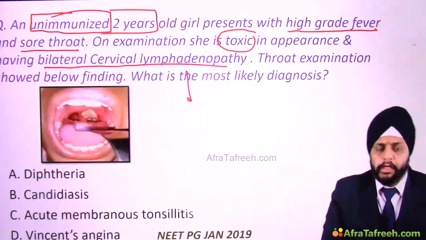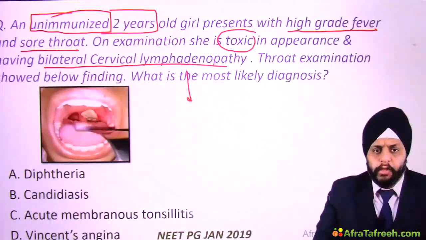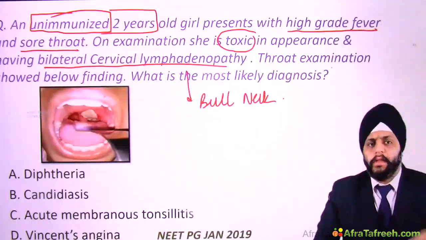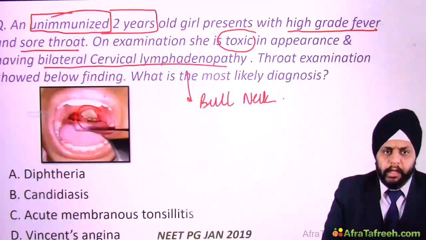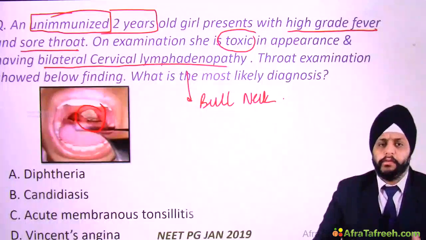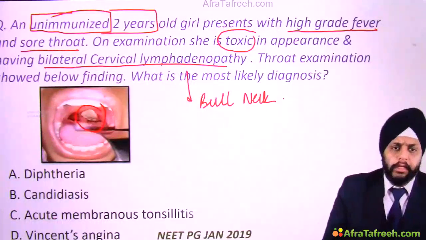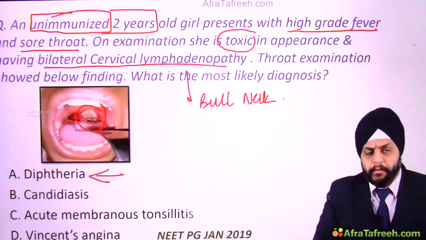What do we call this condition? I know you must have guessed by now. By the history itself, we know that this looks like a bull neck over here. Throat examination shows the below finding. You can see a membrane over the tonsillar area. Okay, what is the most likely diagnosis? We know that this is a case of diphtheria.